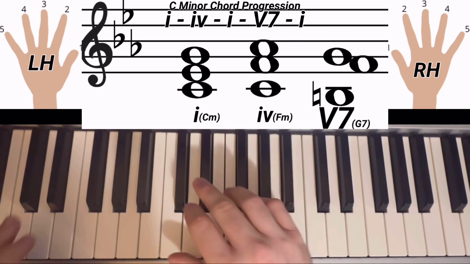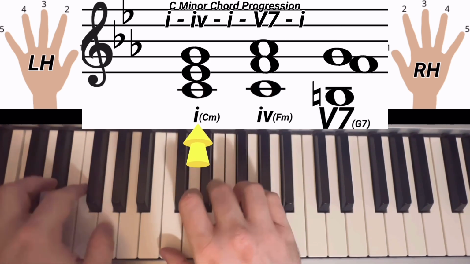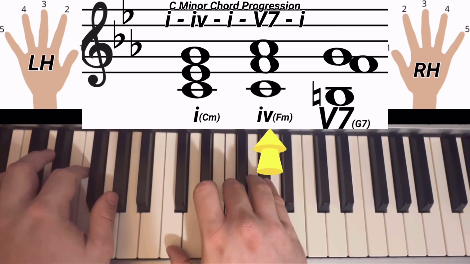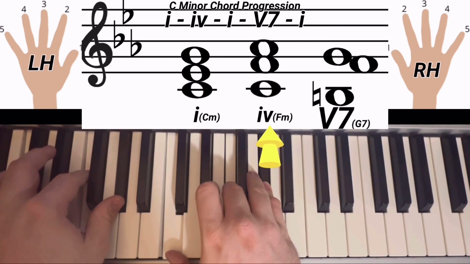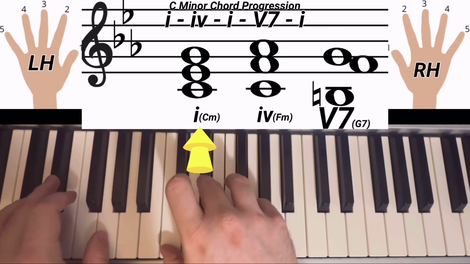So to start off, we're going to play that C minor chord in its root position. Then we're going to play the 4 chord, F minor, in its second inversion, spelled C, F, and A flat. Then we'll go back to C minor.